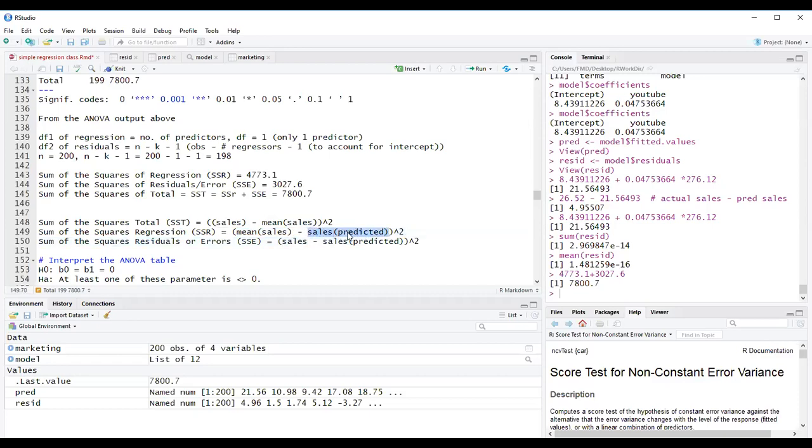Okay, di ba 200 yan? 200 yung data points na to, kasi bawat isang observation may prediction tayo eh. Tapos i-square natin.